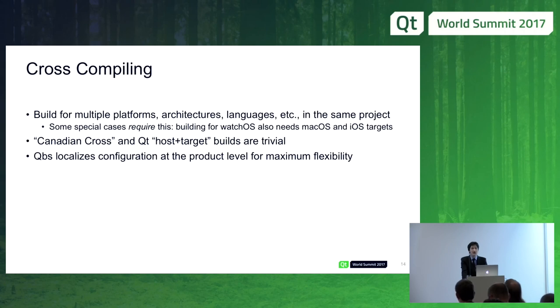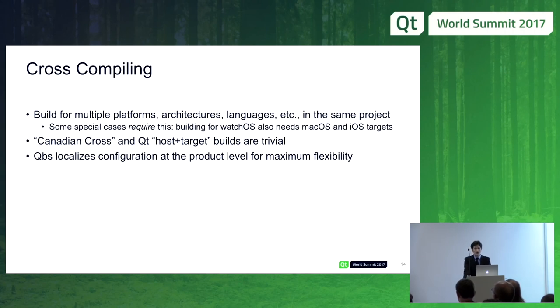So you can have an unlimited number of target platforms in the same project, meaning things like Canadian cross builds or the Qt host plus target model are very easy to support without the tool actually having inherent knowledge of either of these models. And let me give you an example of where this is actually necessary. If you're building a watchOS application, it must be embedded inside an iOS application bundle. And further, if you're using Qt, you're going to need host tools like Moc and RCC, which are necessary to generate code for both iOS and watchOS if you're using Qt code in both of those applications.